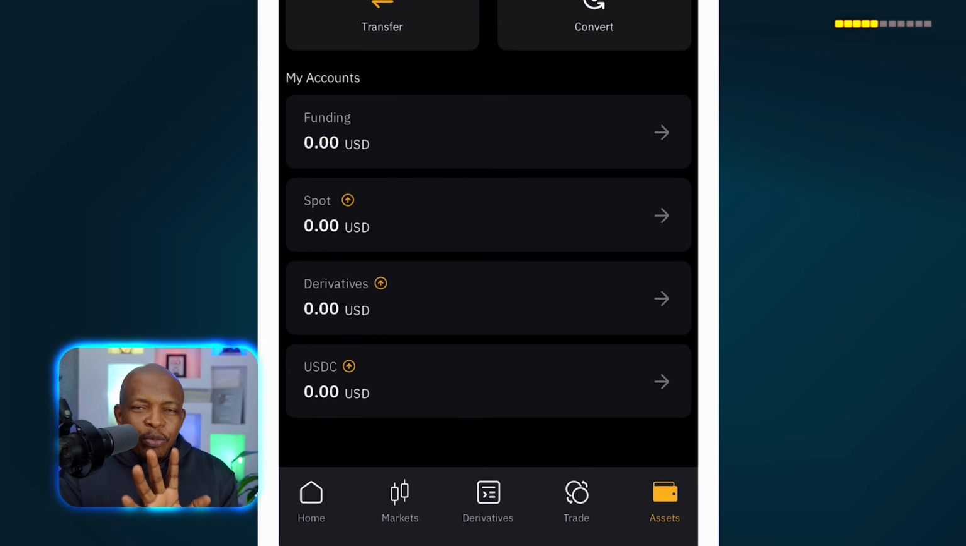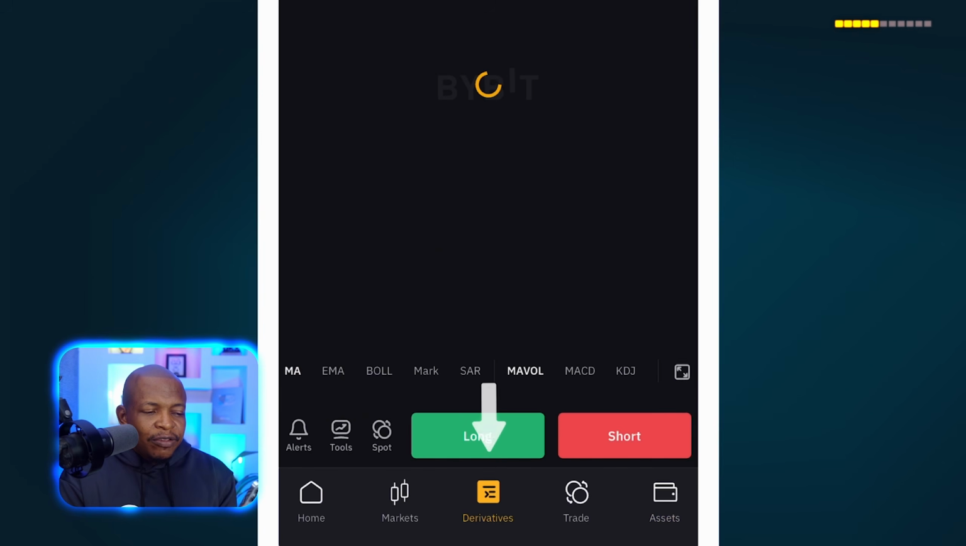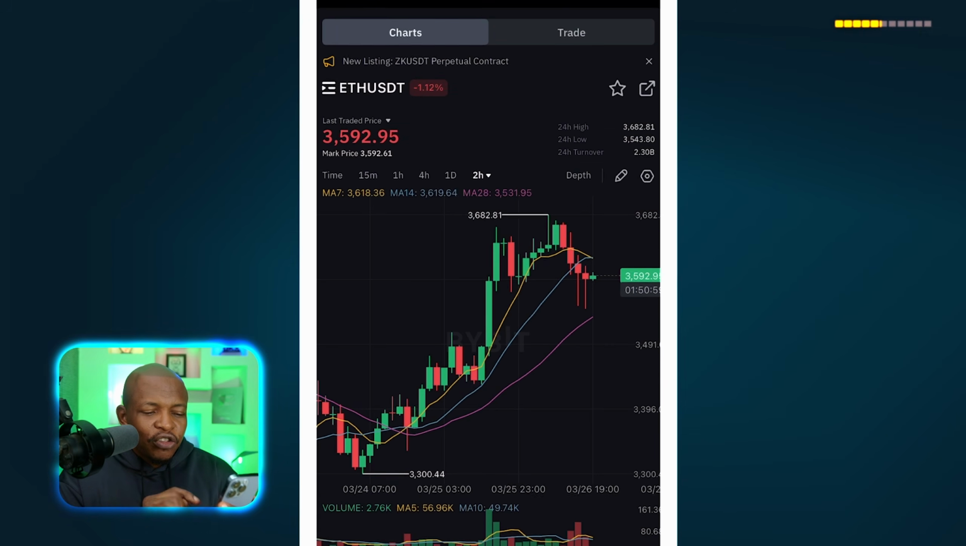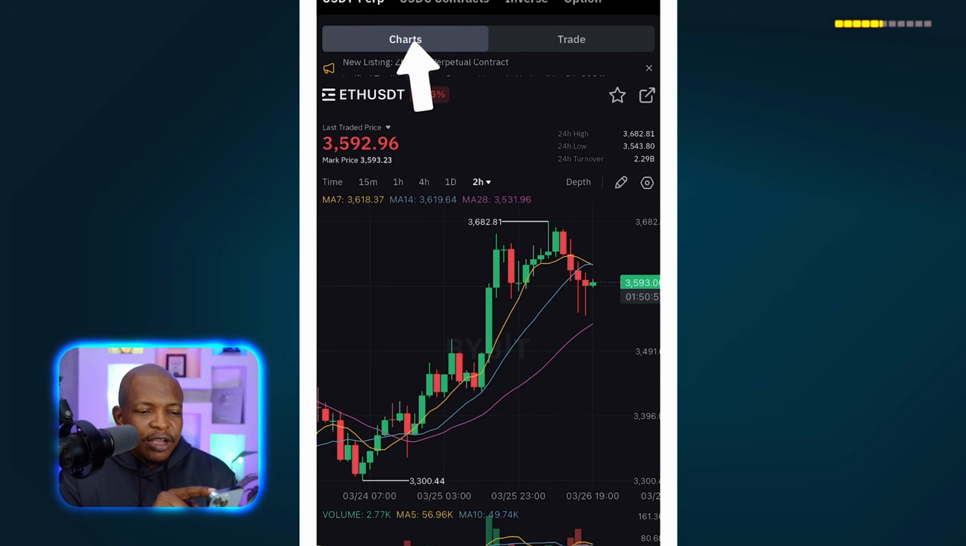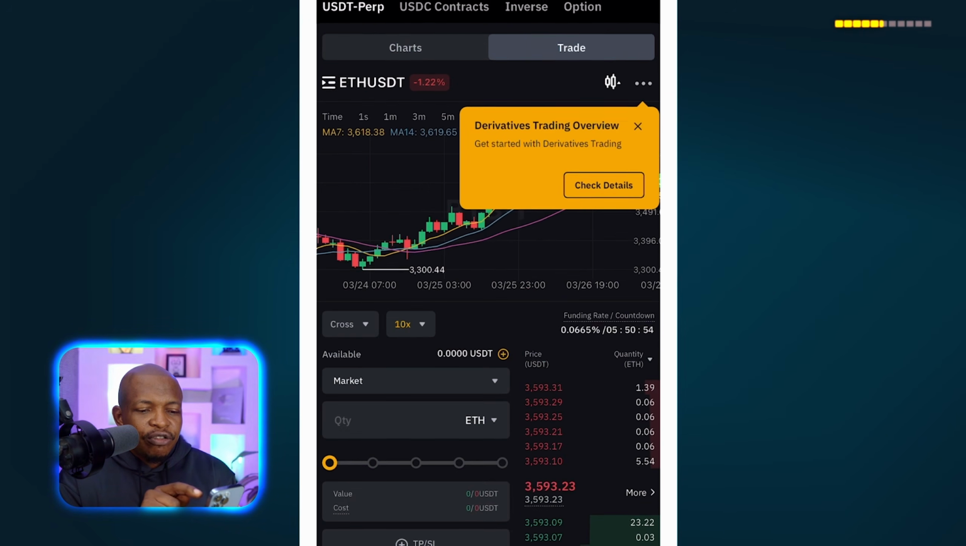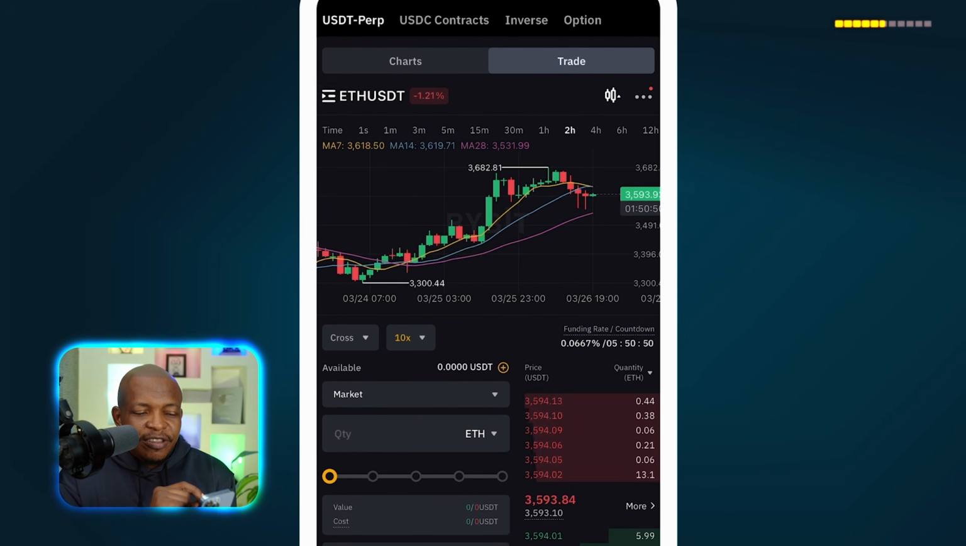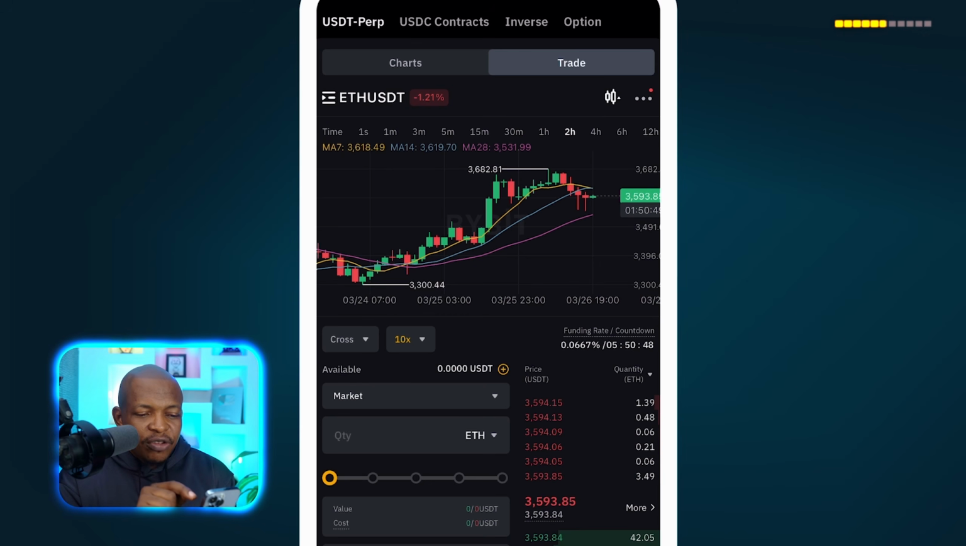Now, to set up your account to properly trade, we'll go to derivative. So trade is for spot trading, derivative is for derivative trading. Now, once you're here, what you need to do is this. So you have the chart here, you have the trade. Now, what we're interested in is USDT perpetual. That is what we're interested in.